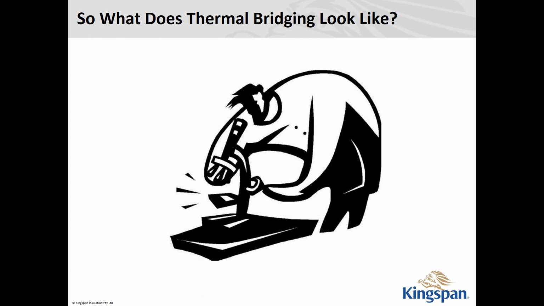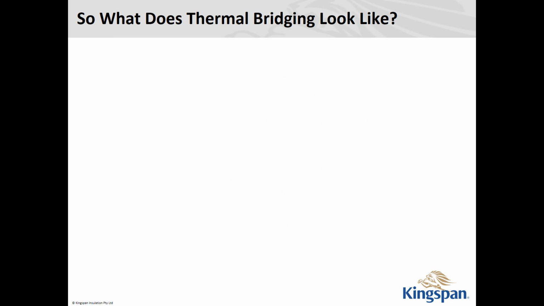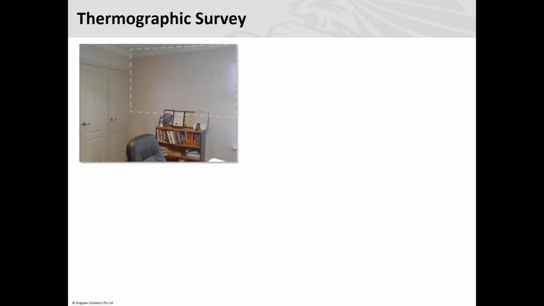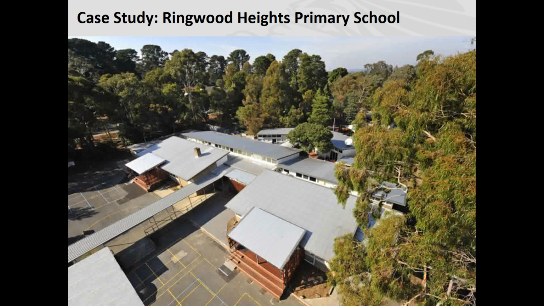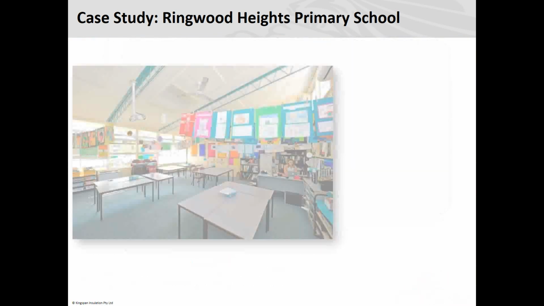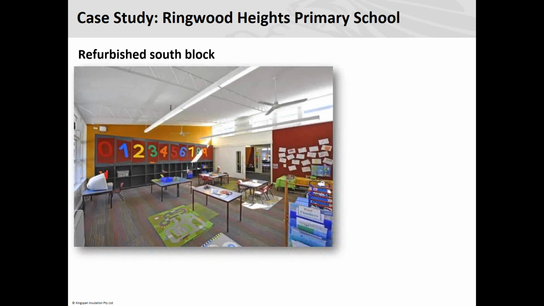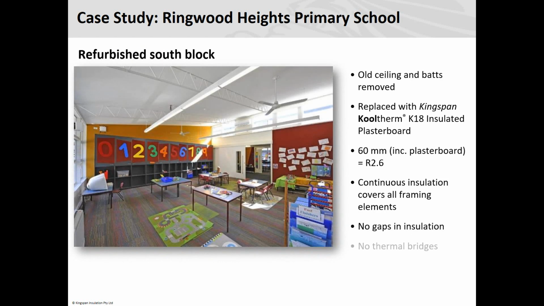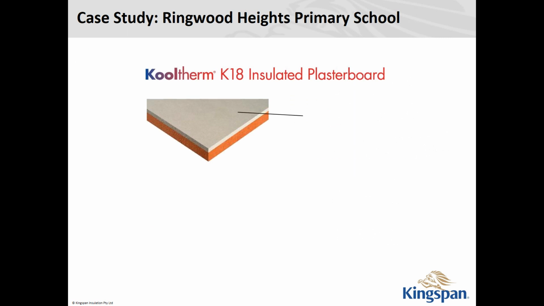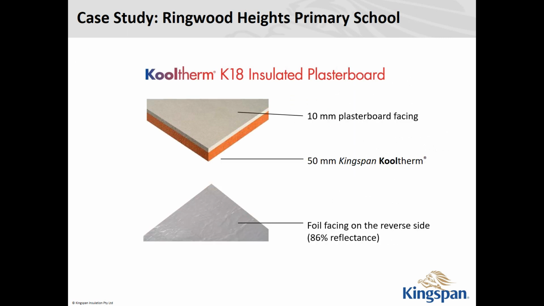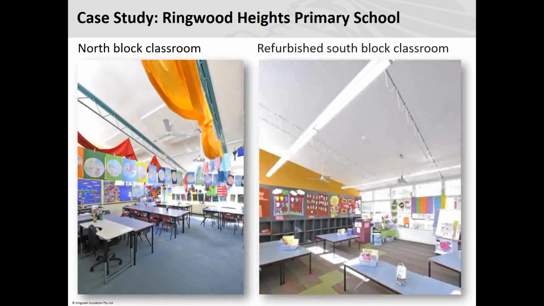I just thought I'd show you a couple of pictures of the other slide. A lot of the stuff is doubled up from what you've already seen. We used our insulated plasterboard on a school project, which is basically a K18, 10mm plasterboard, 50mm Cool Therm. It's got a reflective foil on the back of it, and that got used in a classroom type of construction. So a raked ceiling. In a raked ceiling, yeah.